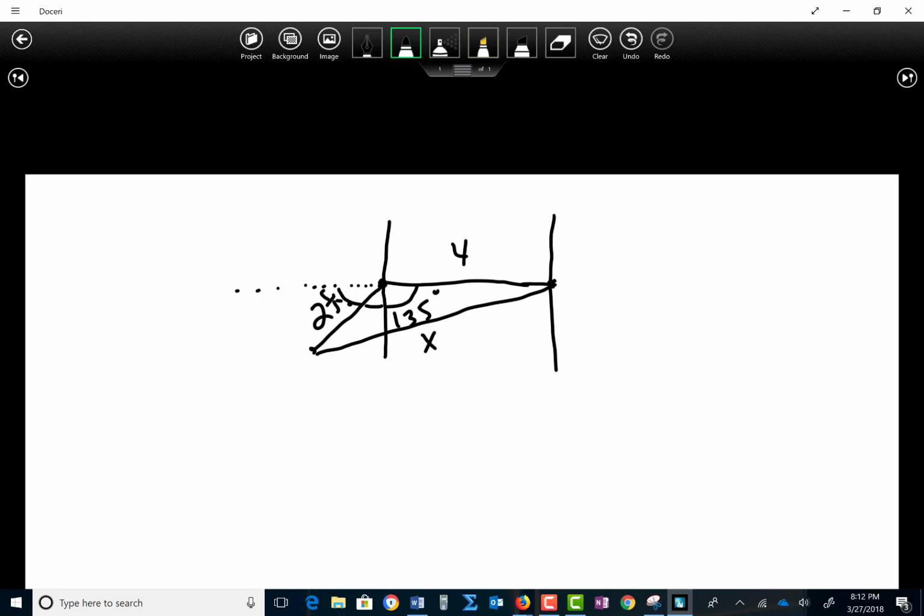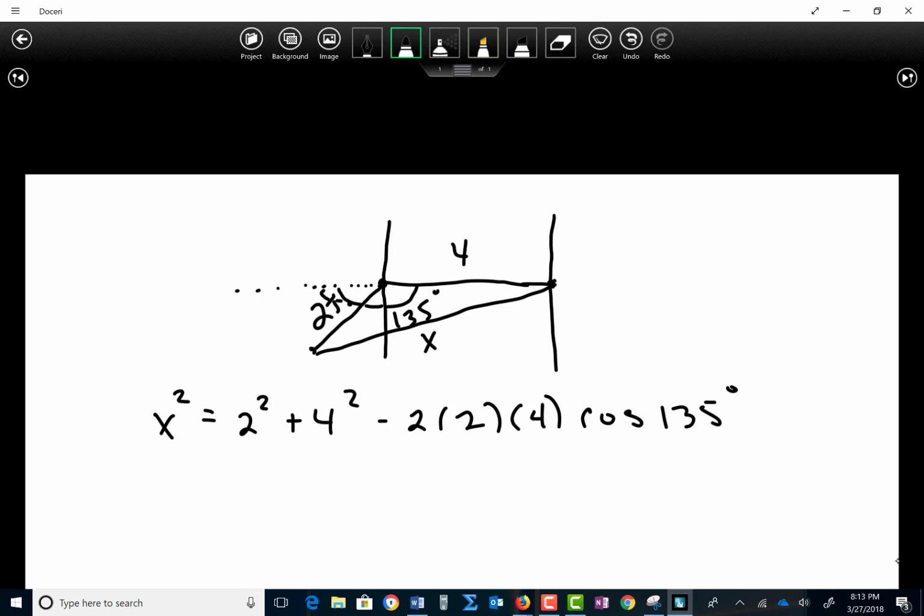If we're trying to find this side and we use the law of cosines, we can pop that into our law of cosines. And since this x is across from the 135 angle, we can use the cosine of 135 degrees. And when I do that, I get roughly 5.596.